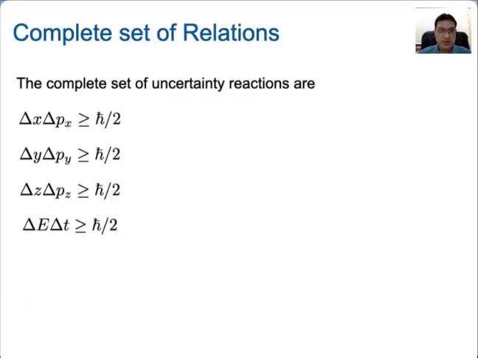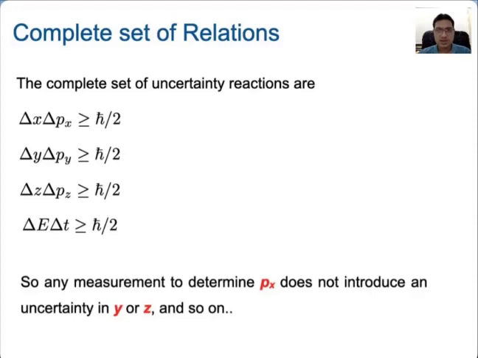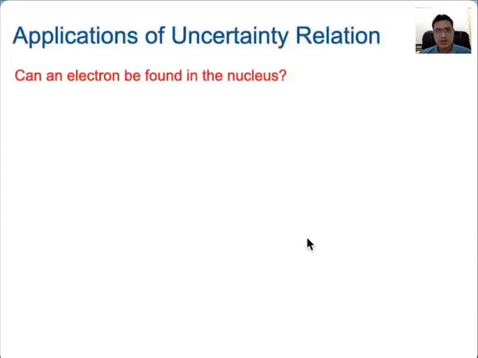So here is another question for you to answer. Other than these 4 sets of uncertainty relations, can you come up with another set of uncertainty relations, or another pair of conjugate variables which fulfills the uncertainty relation? This is the question that you need to answer. Okay, so this is what I have said, that if you have any measurement to determine px, it does not introduce any uncertainty in y or z and so on, because y and px are not conjugate variables, and z and px are also not conjugate variables.